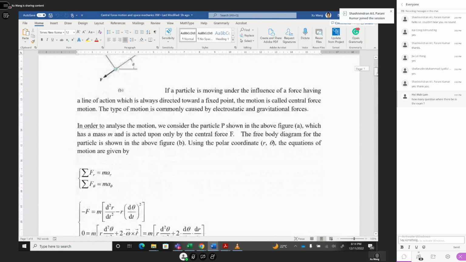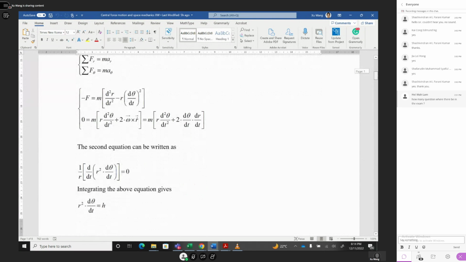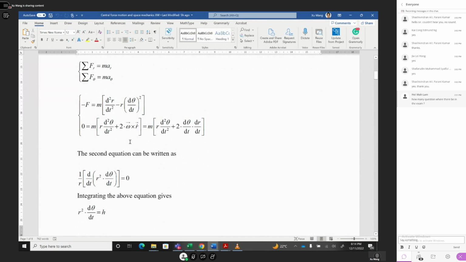After you get the direction, you can drop the vector notation: omega becomes d theta dt, and r dot is dr dt, but this r does not change in the radius, so this is equal to 0. Don't worry too much. It is m r theta double dot. So in summary, the second equation is equivalent to this one.